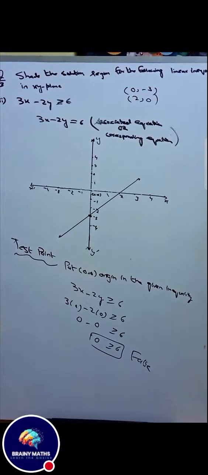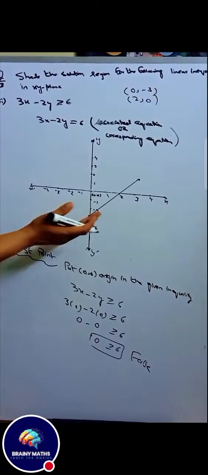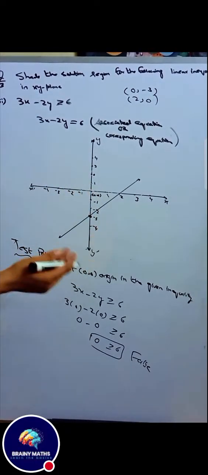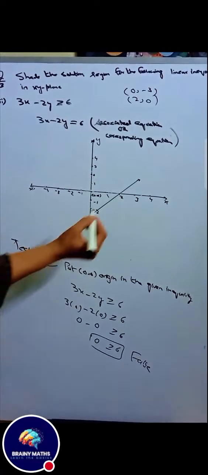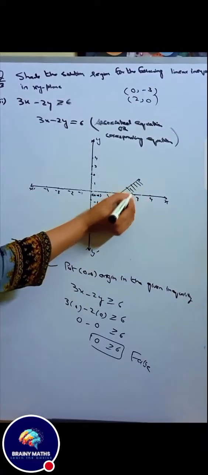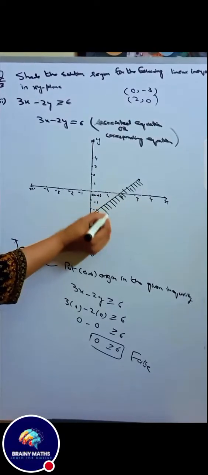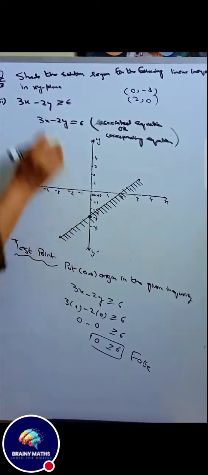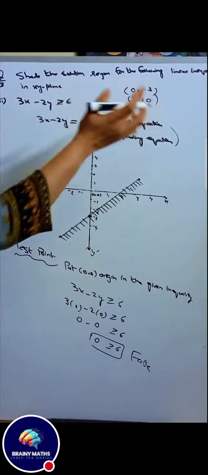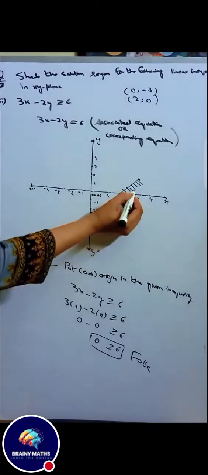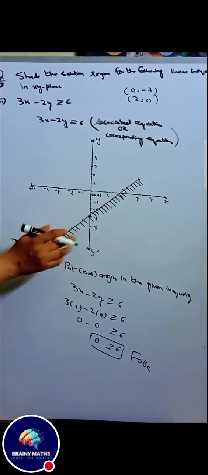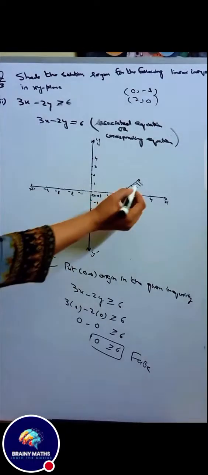Alright. Now note, the answer is false. The inequality is false. It will not move towards the origin. It will move away from the origin. I am shading away from the origin. So you have to shade it using your pencil away from it, because in this question we are finding the shaded part. Shade the solution region for the following inequality in the XY plane. So as it's false, we will shade away from the origin.